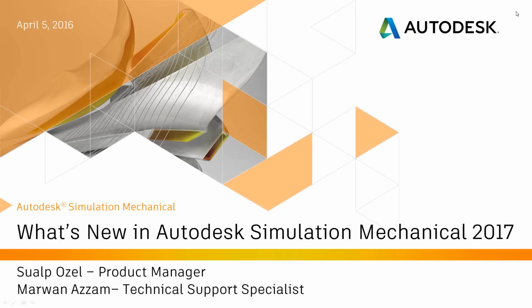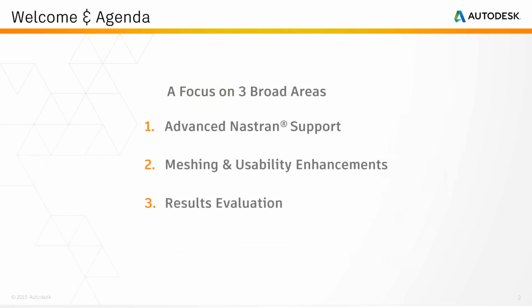In this presentation, we will highlight some of the new functionality in Autodesk Simulation Mechanical 2017. When we started our planning for this release, we had three focus areas, and these are the main areas for the 2017 release. In the 2017 release, we added advanced Nastran support, enhanced usability and meshing improvements, as well as improvements in our results evaluation. So let's get started.